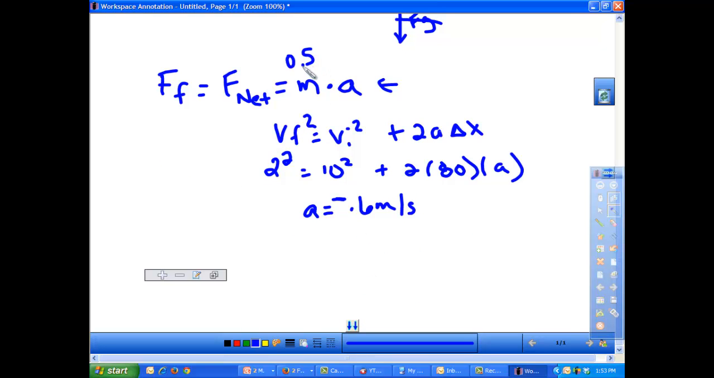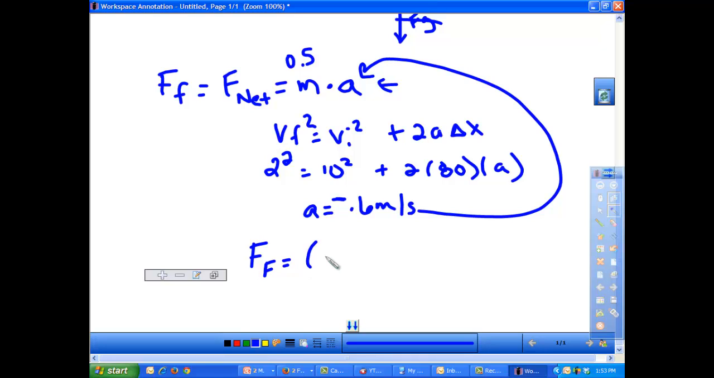So now that we know our mass and our acceleration, we can plug this number back into our equation, and we get that our force of friction is equal to 0.5 times negative 0.6, which should be 0.3 newtons, negative.